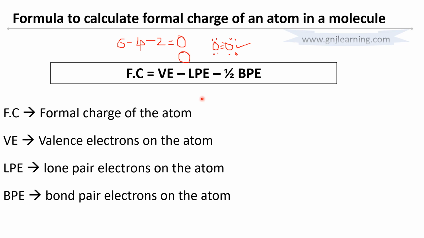So the first basic thing is, in order to calculate the formal charge, I should know the Lewis dot structure. Since I knew the Lewis dot structure here, I could use the formula for oxygen to calculate its formal charge. So you should know what we have learned in the previous 2 parts: how to write the Lewis dot structure of a molecule. If you can write the Lewis structure of a molecule, you can easily find the formal charge. So how to calculate formal charge? Formal charge is equal to valence electrons minus lone pair electrons minus half of bond pair electrons. So let's see that.